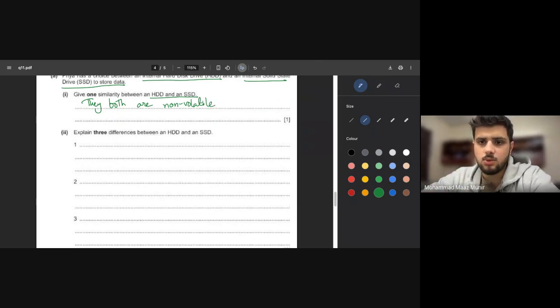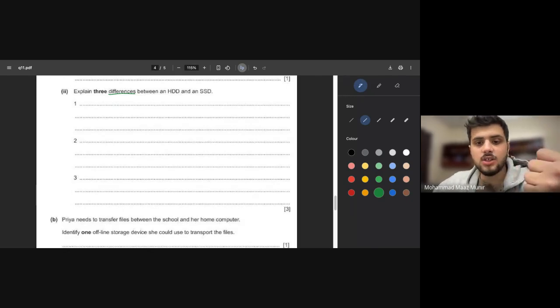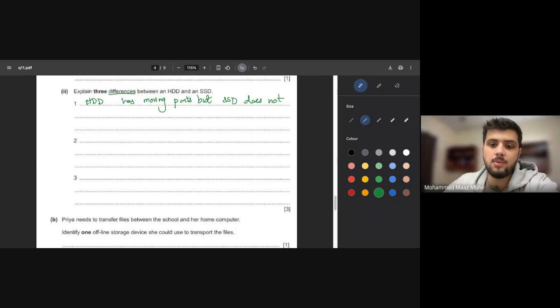Continuing, the second part says give three differences between a hard disk and an SSD. So the first one is that the HDD, or hard disk drive, has moving parts, but SSD does not. You should write the full form. HDD has moving parts, but SSD does not. That's one point.